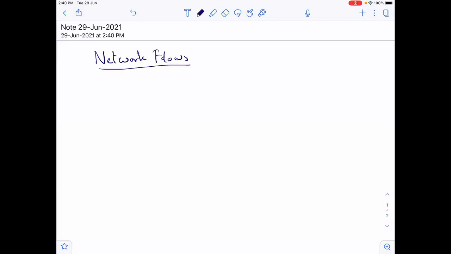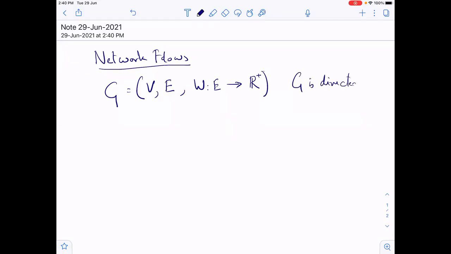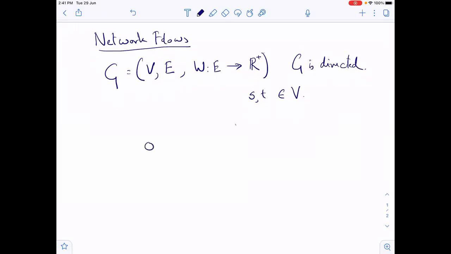Basically, it is a graph G, that is a set of vertices and edges. And this is a directed graph, okay? And you have a set of weights which map the edges to real numbers, and in fact, it is usually positive. And you have two special vertices, S and T, in the vertex set. So for example, I can have a graph like this.